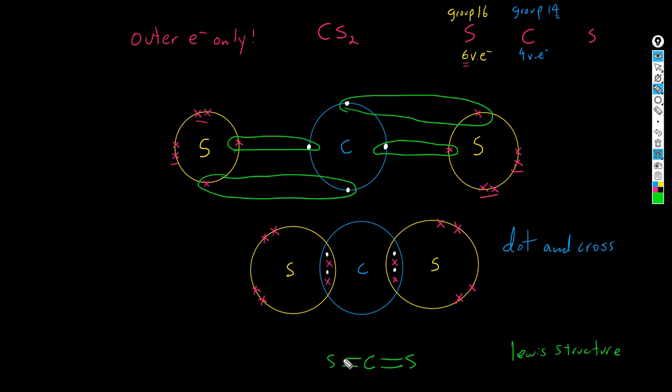So a double line here, because that's a double bond, because it has 4 electrons. And then the 2 lone pairs on the sulfur, we will draw not as crosses anymore, but as dots for the Lewis structure. And that's our Lewis structure for carbon disulfide. But again, that's not what we're looking for.